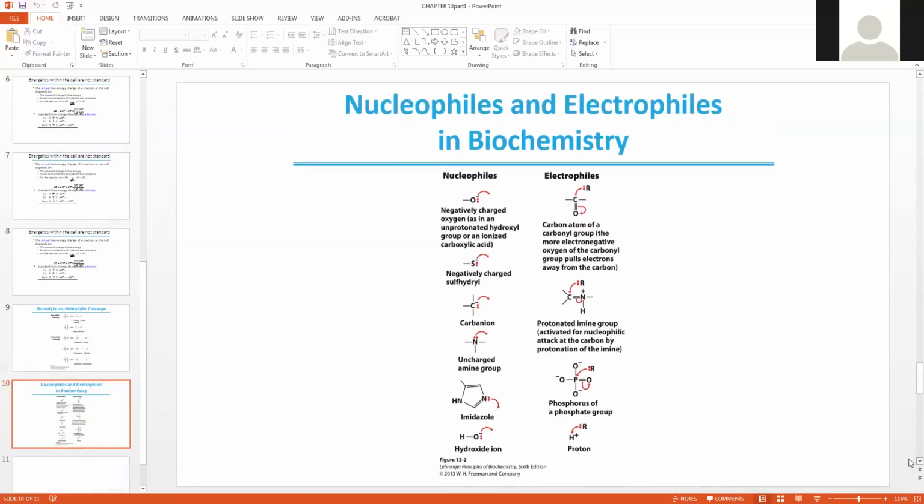The last thing we're going to talk about here are the idea of nucleophiles and electrophiles in biochemistry. So we have some really beautiful examples that you'll notice look remarkably like the R groups on amino acids. So for example, an O-, this is negatively charged oxygen, which is a beautiful nucleophile. You can see this on a deprotonated hydroxyl group or an ionized carboxylic acid. If we have a negative sulfur, that's the sulfhydryl. We can see that in cysteine. Carbanions are less common, but they are capable of functioning as nucleophiles. Uncharged amines, the deprotonated nitrogen on the imidazole ring, and then of course the hydroxides themselves.